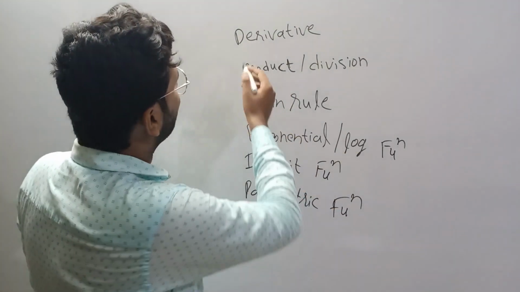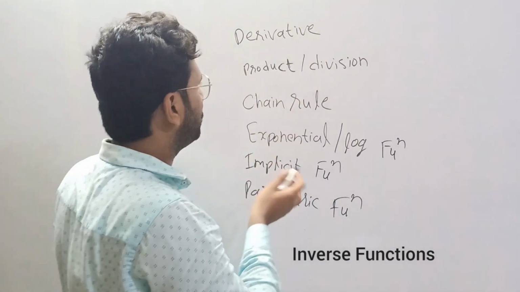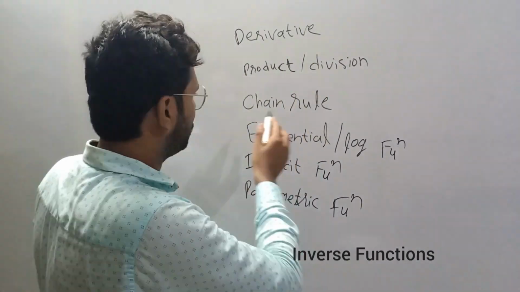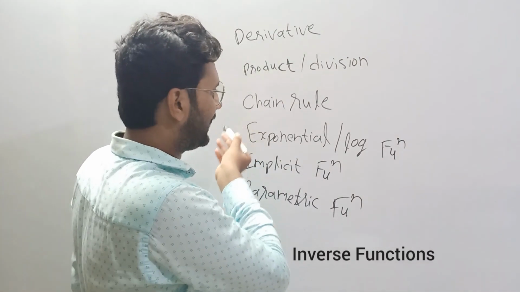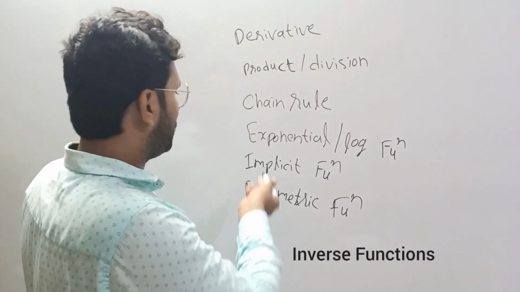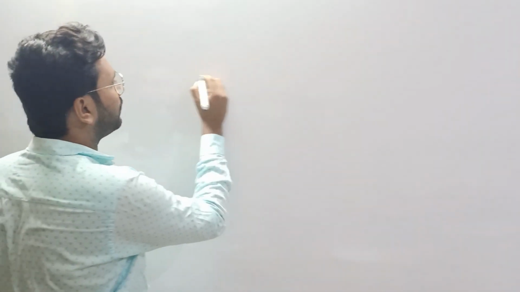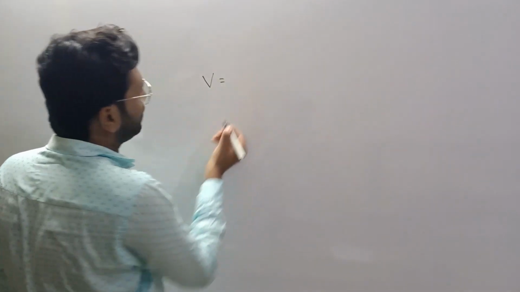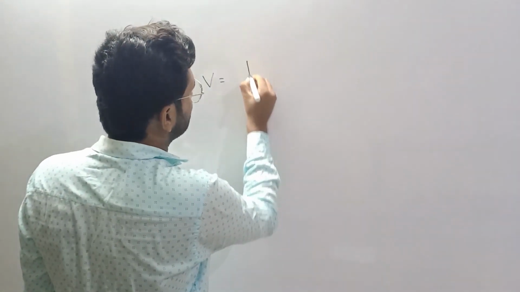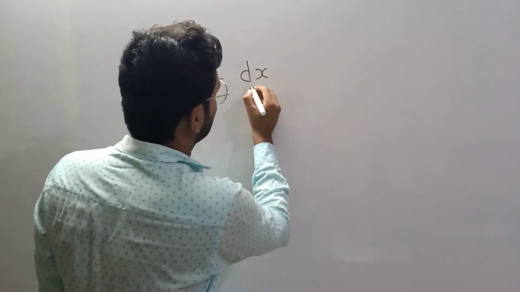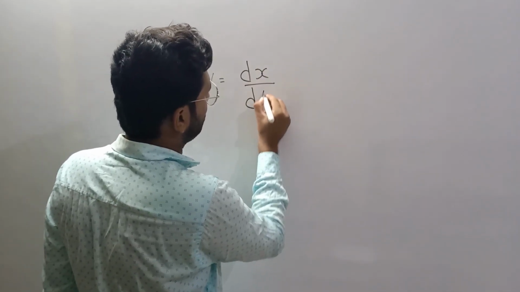So first of all, I will start with the definition of derivative, then I will teach you about the product and division rules, then I will go to the chain rule, then I will teach you about the exponential and logarithm functions, and implicit functions and parametric functions. So let's get started. First of all, what is the derivative? Derivative is the rate of change with respect to any variable. For example, velocity. Velocity is the change in displacement with respect to change in time.